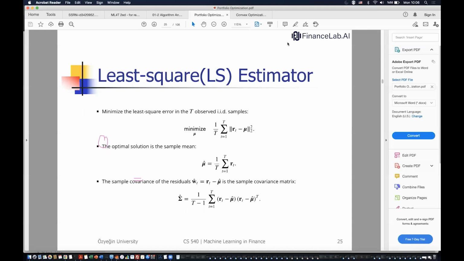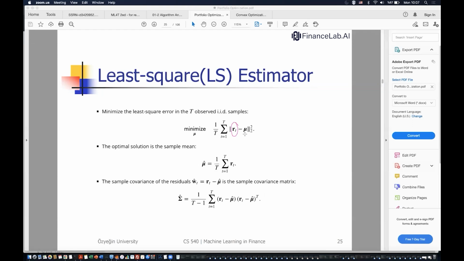And another estimator in this case is the least squares. The least squares will give us basically the sample mean and the sample covariance that we are interested in. Assume that we have returns, where R_t is the return at time t, and we are trying to minimize its difference with respect to the mean of the return. Then the optimal solution to this least squares problem will be the sample mean, where we sum up the returns at each time step t and then divide by T.